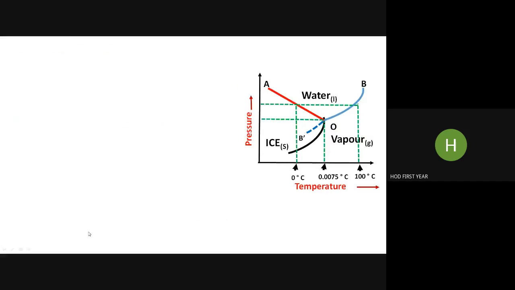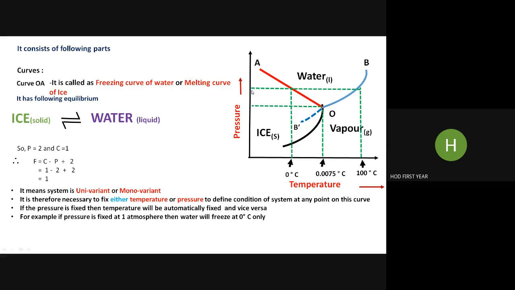So we studied one example at 1 atmosphere. If we keep pressure fixed at 1 atmosphere, water will freeze at 0 degrees Celsius. That is the example for curve AO.